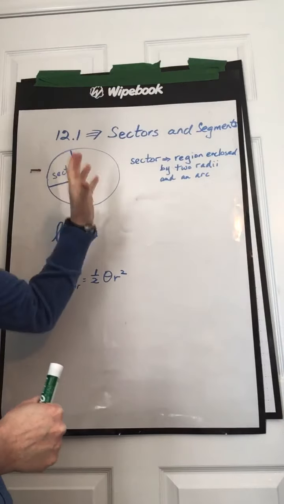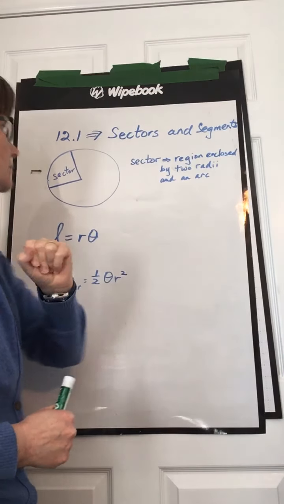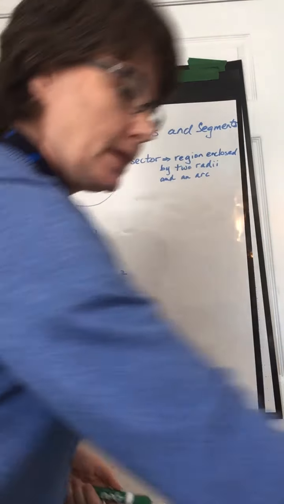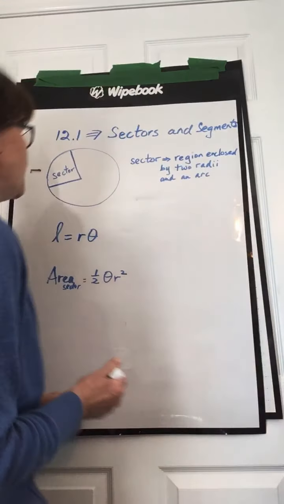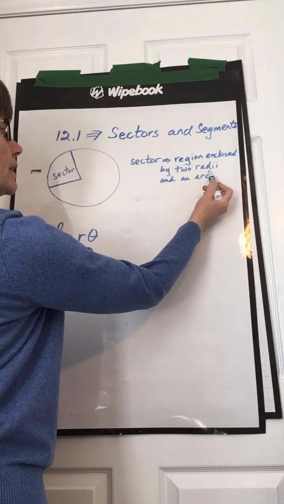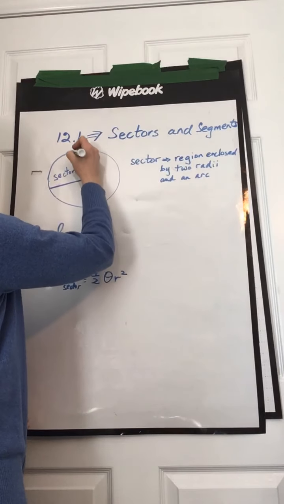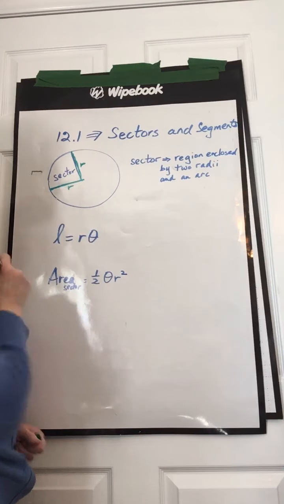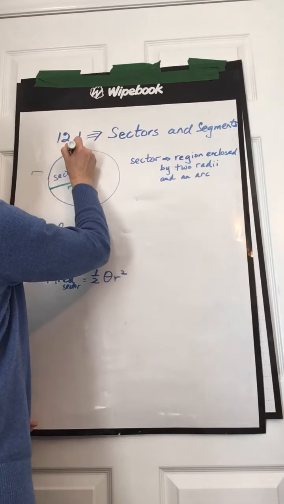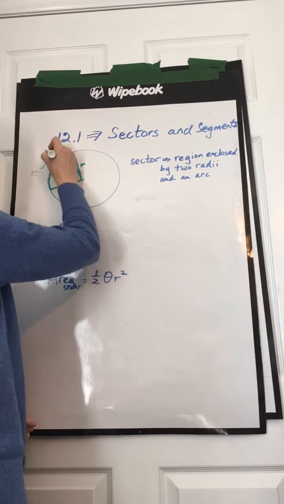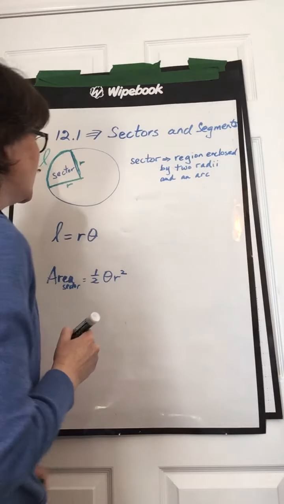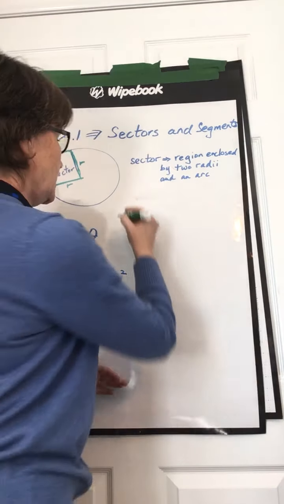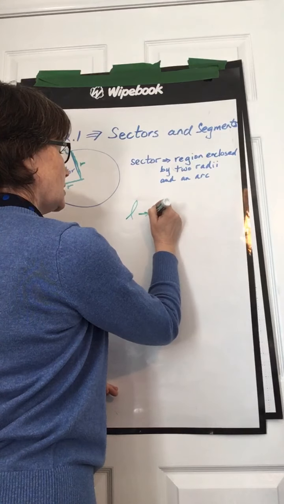Okay, so first of all, let's talk about what a sector is. A sector is a piece of pie out of a circle, basically. It's a region enclosed by two radii and an arc. So this is a radius from here to here. That's a radius, r. And this is also a radius, r, because it goes to the center of the circle. This is an arc. We actually call that an arc length, and we give it the symbol, a lowercase cursive L. So L is arc length.